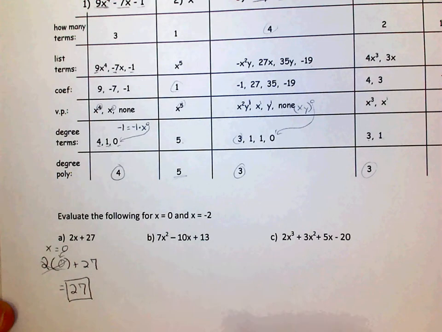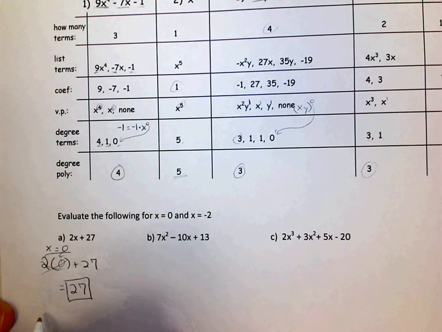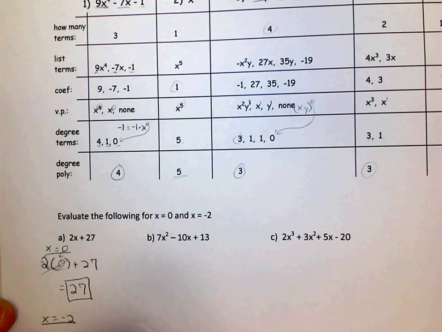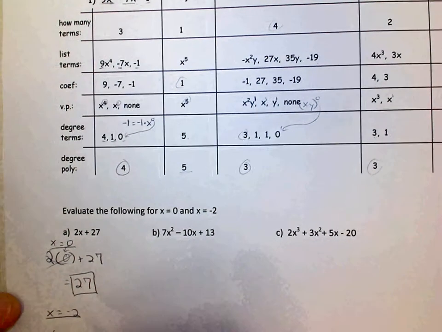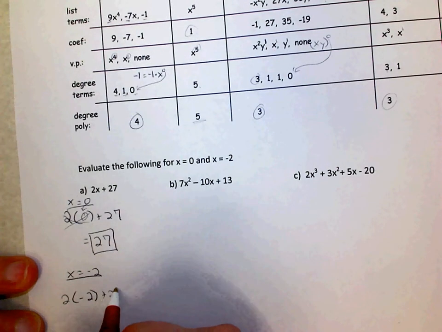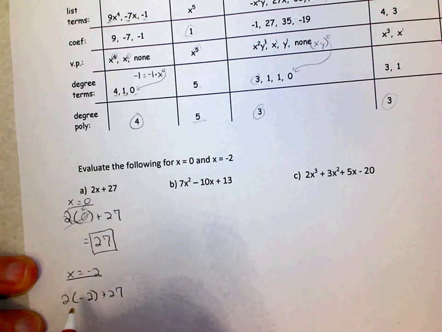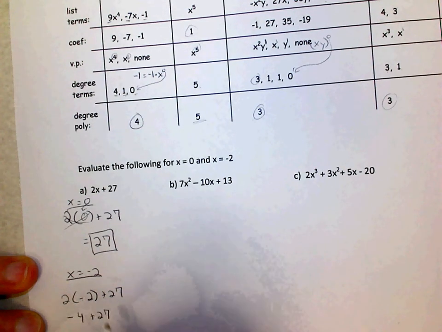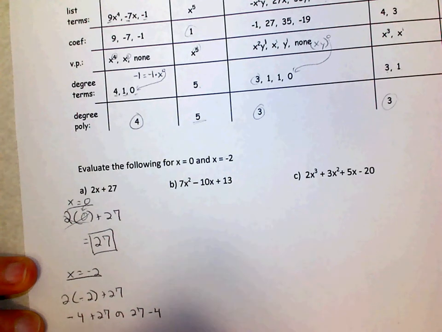Now, when x is negative 2, we get 2 times negative 2 plus 27. Positive times negative is negative. 2 times 2 is 4. Plus 27, and I could rewrite this as positive 27 minus 4, and in that direction we know that it's positive 23.